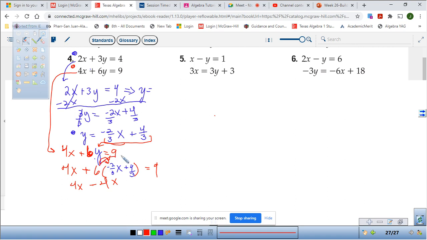When I distribute here to here, same idea, same principle. 6 times that 4 on top, and divide by 3. So 6 times 4 is 24, right? Over 3, also known as 8. So when I distribute here, that gives me plus 8. And that's all equal to 9.